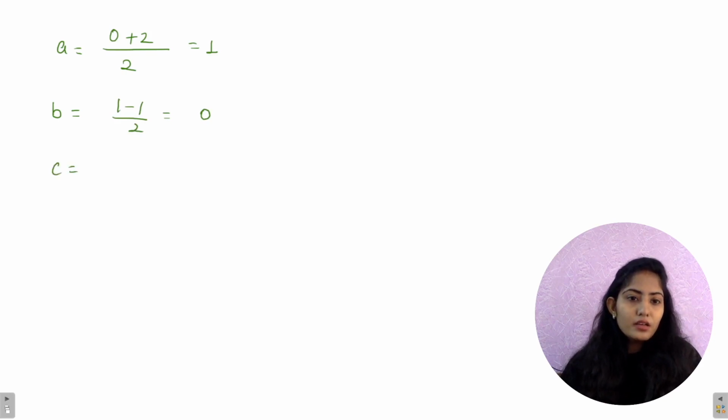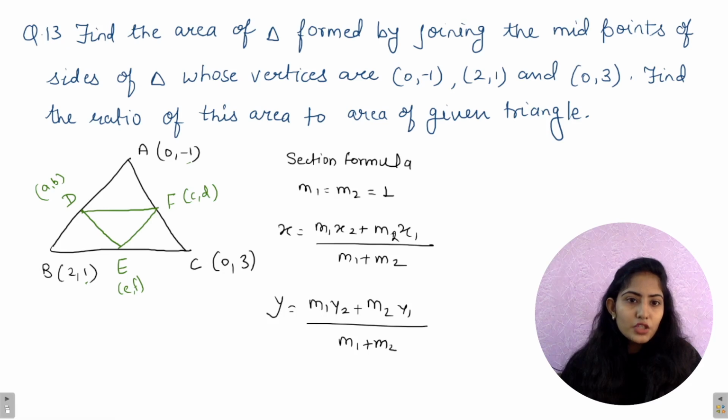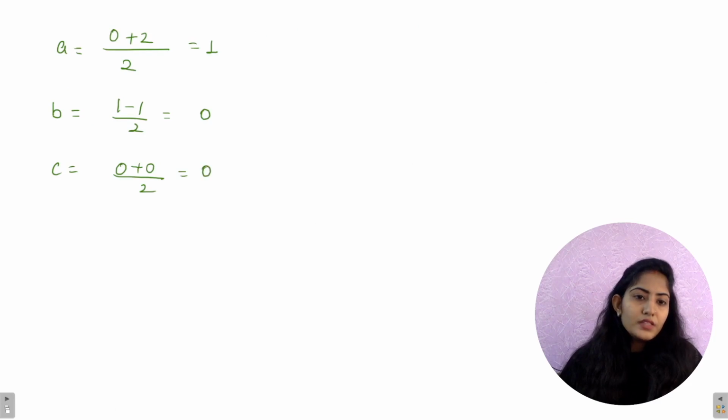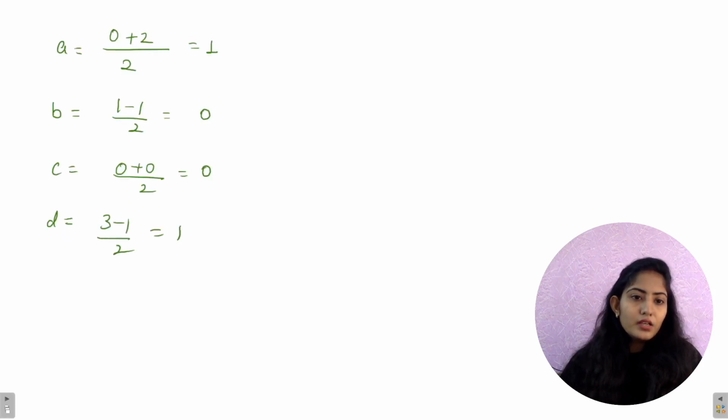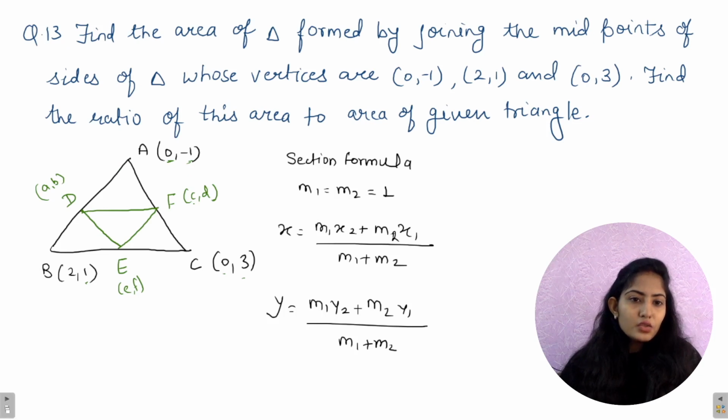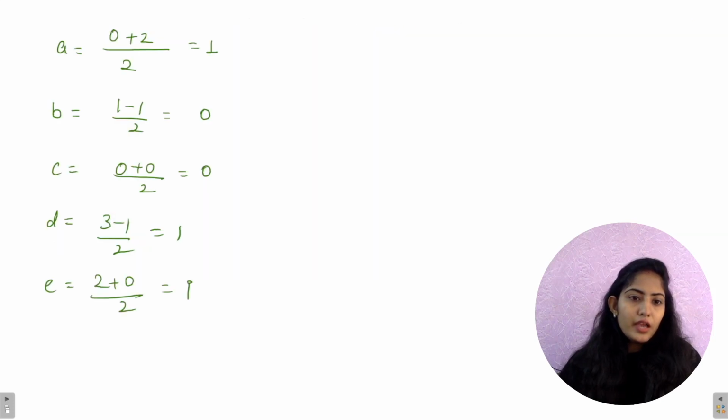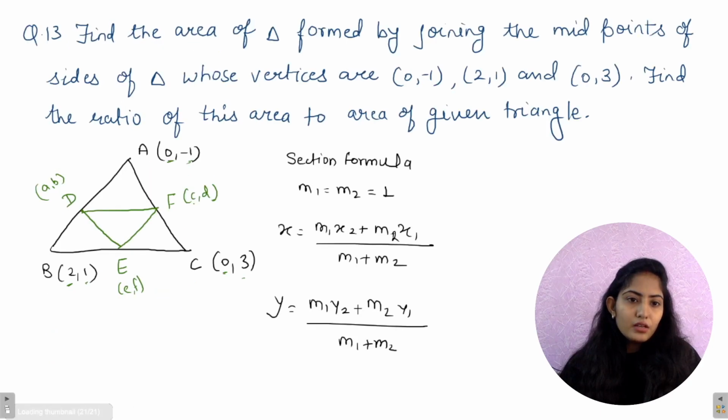So c is here, c is 0 plus 0 upon 2. What is d here? For d, this is the midpoint of AC, so -1 and 3. What is e here? E is midpoint of B and C, so this is x1 and this is x2, so d e f. So when we put the value of f is what, 1 and 3.